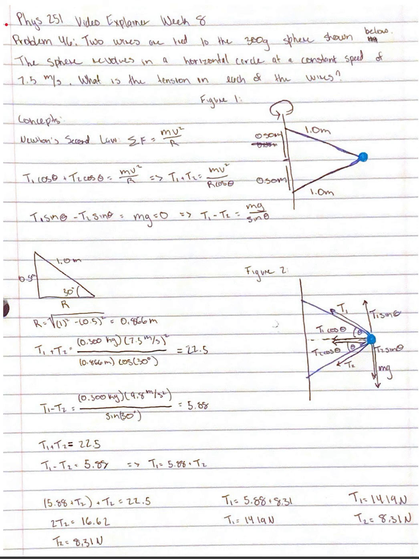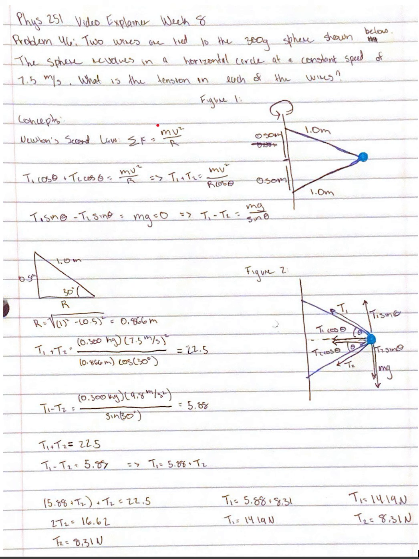For week 8, I had problem 46. In problem 46, two wires are tied to the 300-gram sphere shown below. The sphere revolves in a horizontal circle at a constant speed of 7.5 meters per second. What is the tension in each of the wires?